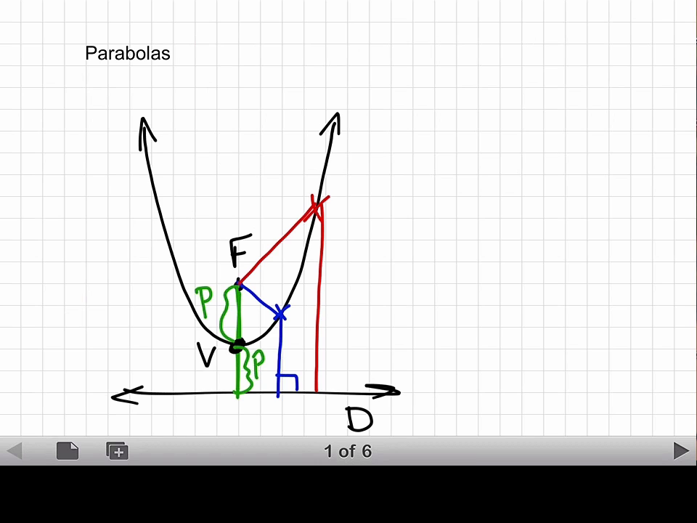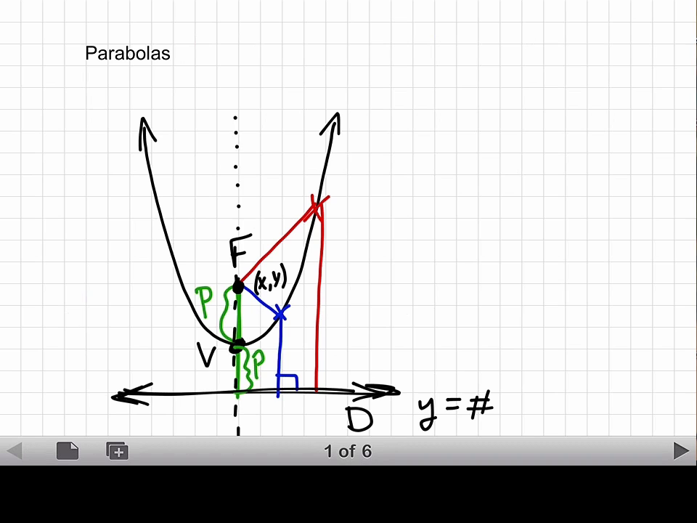A couple of things I want to note. The focus is a point, and therefore it has coordinates, right? An X and a Y. The same is true for the vertex. It's a point, but the directrix is a line, and so it has an equation. If it's a horizontal directrix, then it would have an equation y equals some number. A parabola also has what's called an axis of symmetry, and that's what splits it down the middle.